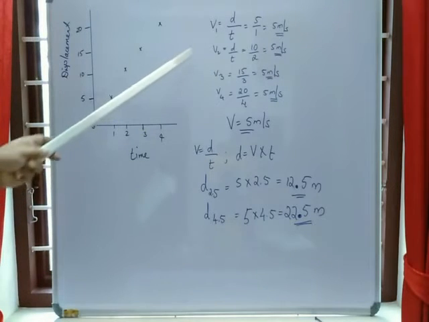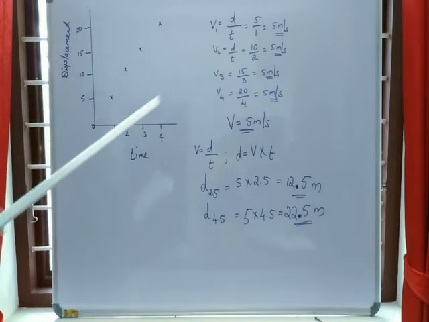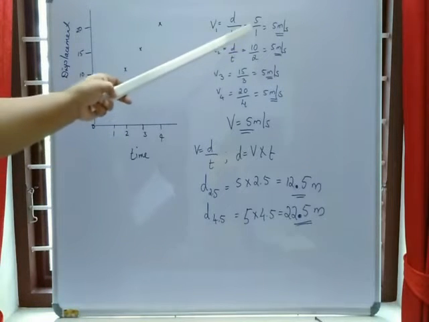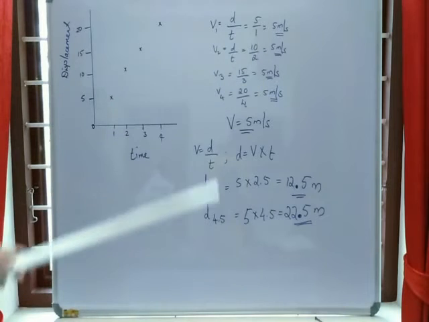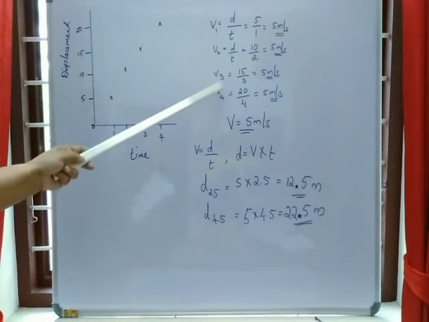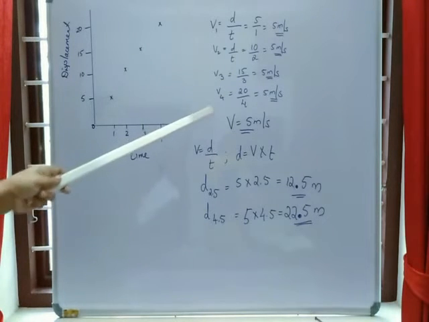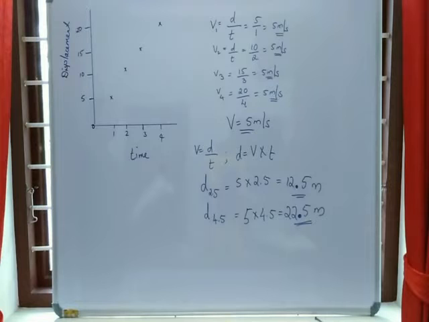Separately we have to find the velocity at the first second. Distance by time or displacement by time, 5 by 1, you will get 5. Velocity at second second, 10 by 2, again 5. Velocity at third second, 15 by 3, again 5. And the velocity at fourth second also, 20 by 4, 5. So the average velocity is 5 meter per second.